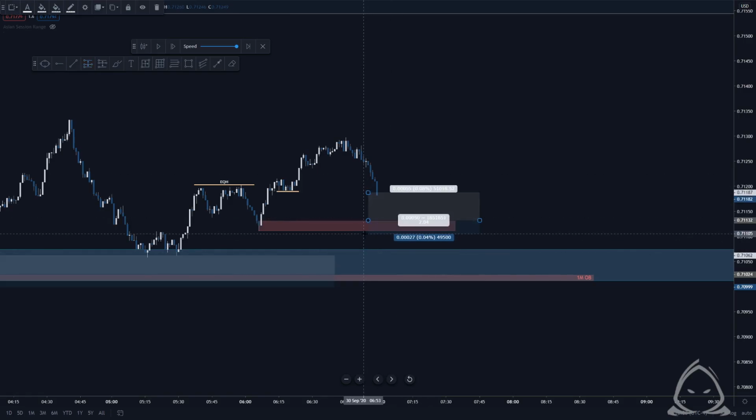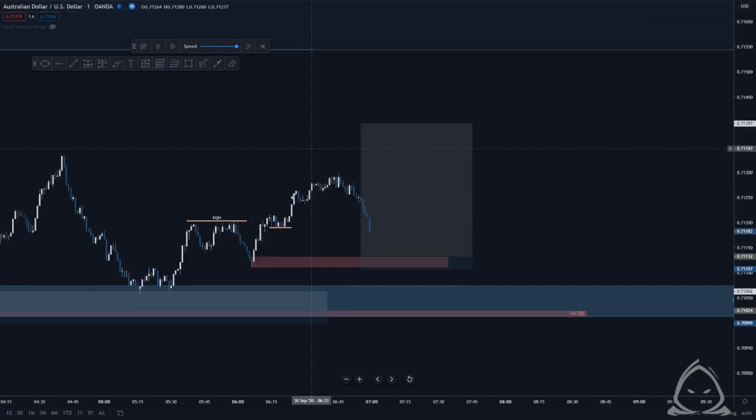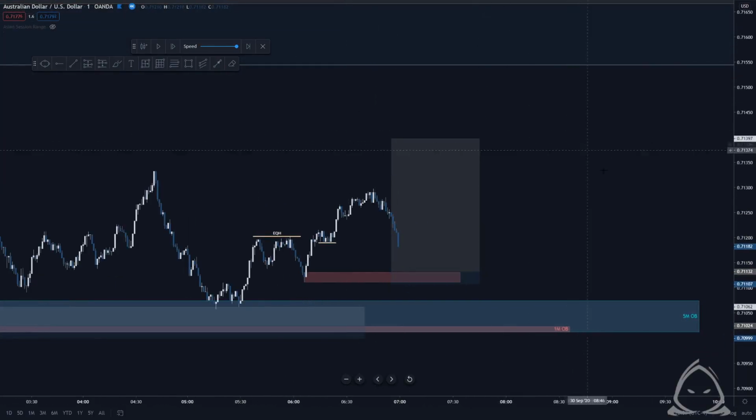I place a scale in. I think I gave this 2.5 as well, possibly 3. I can't remember. But if I got stopped out, then it was 3, because I did not get stopped out.